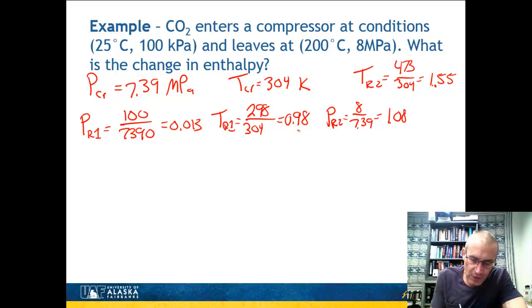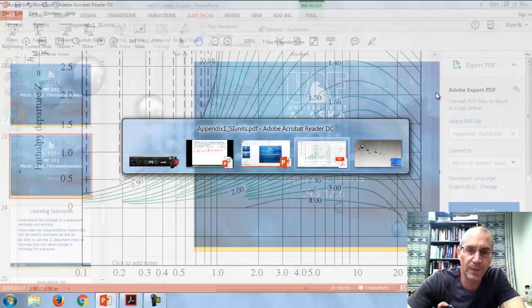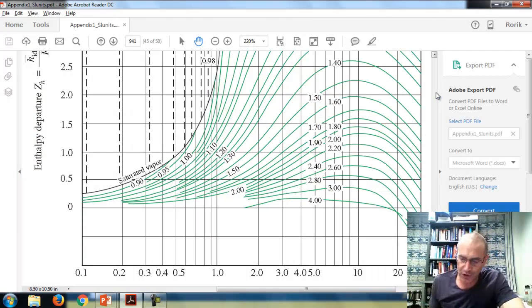And so what I'm going to do is now look up what my departure terms are, my ZH terms, at this pair of PR and TR, and then at this pair of PR and TR. So go ahead and go to the table. You can pull that up here. So here's my departure chart.